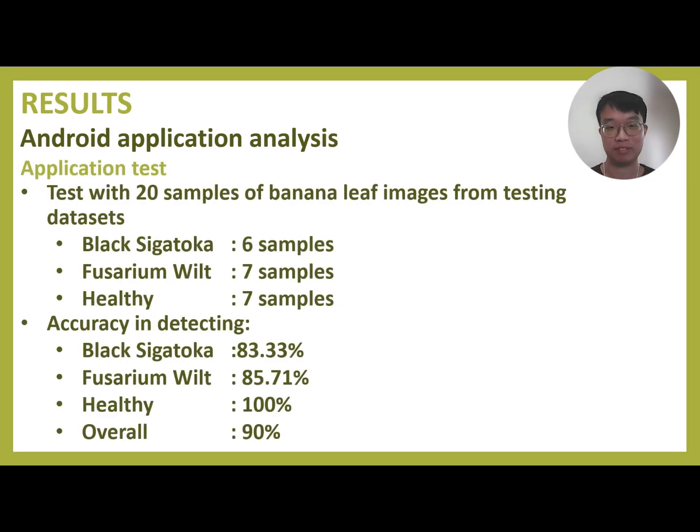To test the performance, the application is tested with 20 samples of banana leaf images from testing datasets. There are 6 samples of Black Sigatoka banana leaf, 7 samples of Fusarium banana leaf, and 7 samples of healthy banana leaf. And the result we obtain, the accuracy in detecting Black Sigatoka is 83.33%, for Fusarium wilt is 85.71%, and for healthy is 100%. Hence, overall, the accuracy is around 90%, which is similar to the evaluation of MobileNet accuracy.